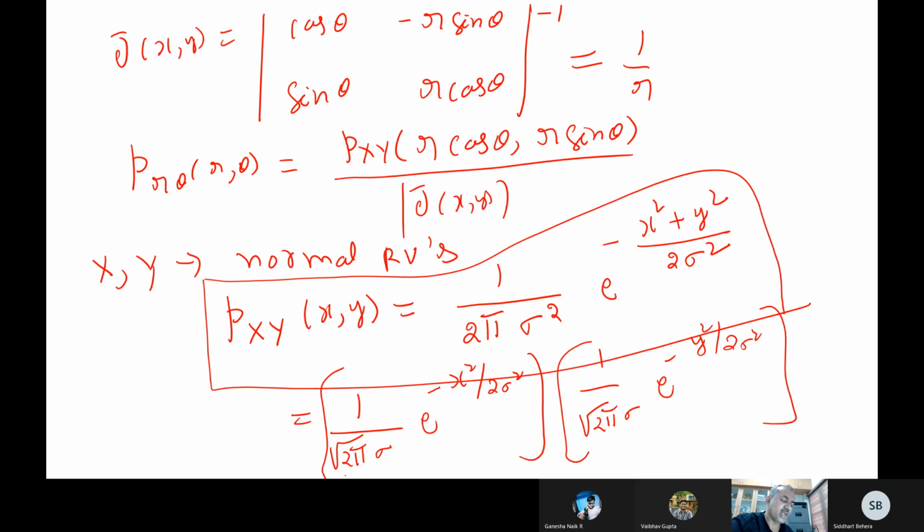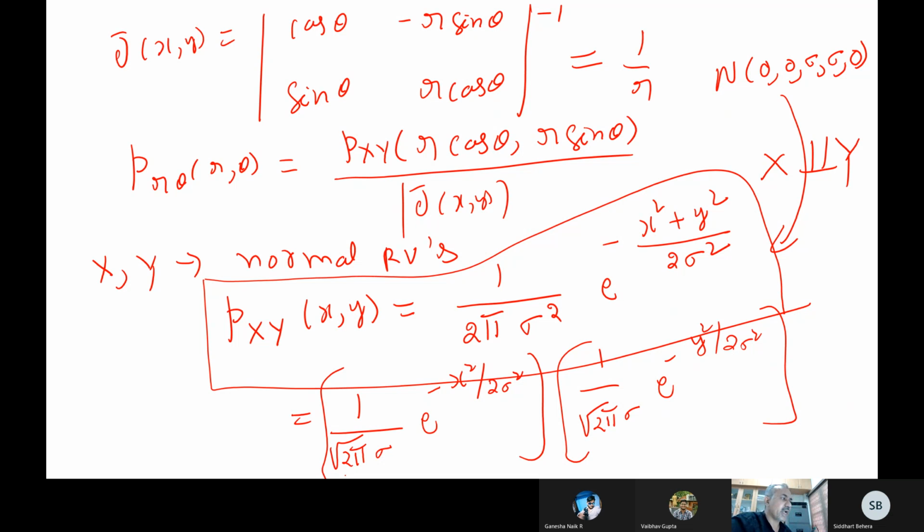Of course, their mean values are 0 and their standard deviations are the same. So mean of x, mean of y is 0. Standard deviation of x and standard deviation of y, both of them are sigma, and correlation is 0 actually. So x and y are normal random variables and they are independent. Correlation 0 means obviously they will be independent of each other.